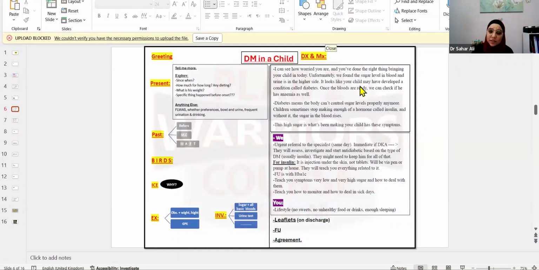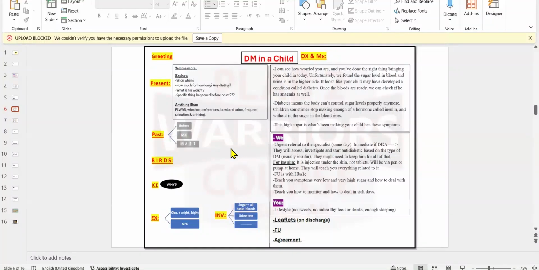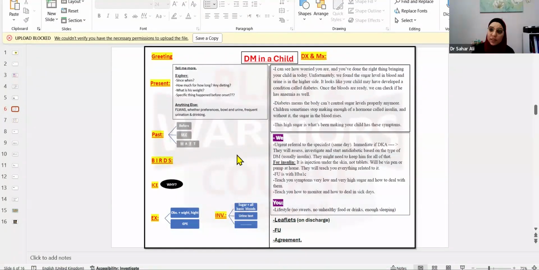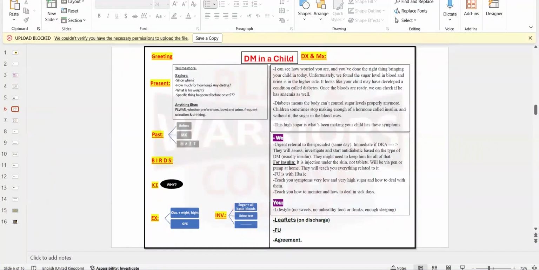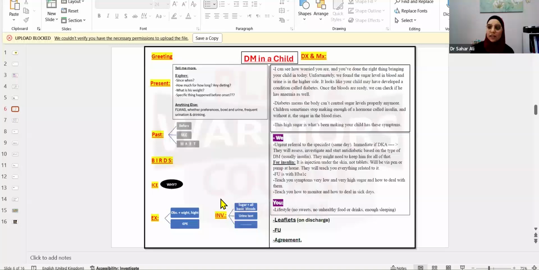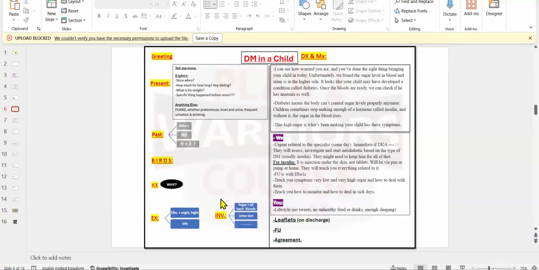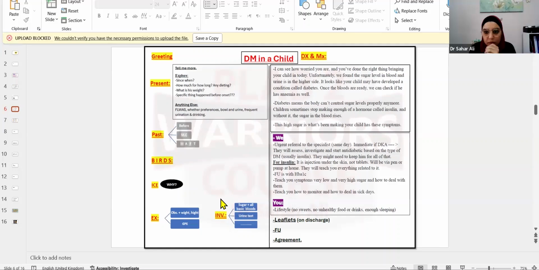It would be characteristic, to be honest. Family history. Okay, what else? Acanthosis. Yes, acanthosis, insulin resistance. Okay. Usually it's type 1 in most of the children, and the treatment should be insulin. The insulin is injectable, an injection under the skin. It will be by pen or pump.